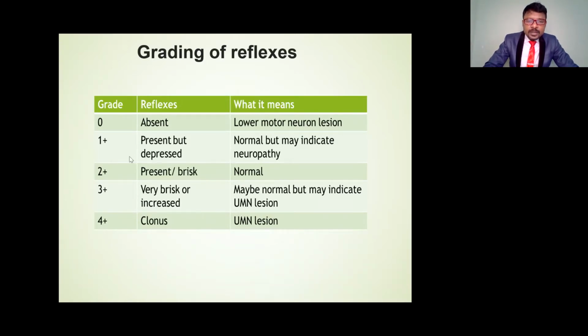Next one is grade one. The reflex will be present but depressed. Depressed means a mild hyporeflexia. If you tap here, the elbow only slightly contracts. So it is normal but may indicate neuropathy. Neuropathy means maybe damage of a single spinal nerve, or compression of the nerve because of cervical spondylosis or lumbar spondylosis, any degenerative conditions, or maybe the nerve is affected by alcoholism, severe alcoholism.